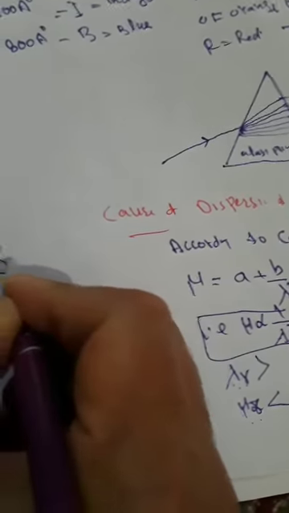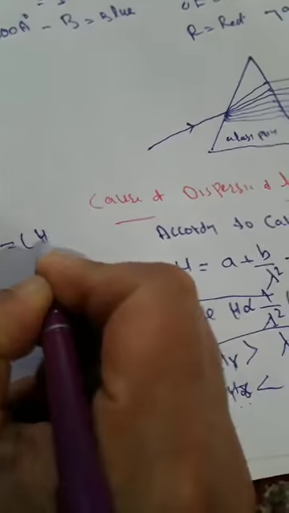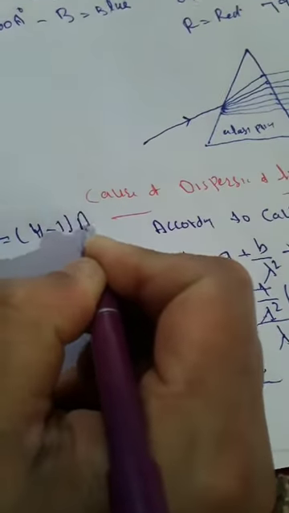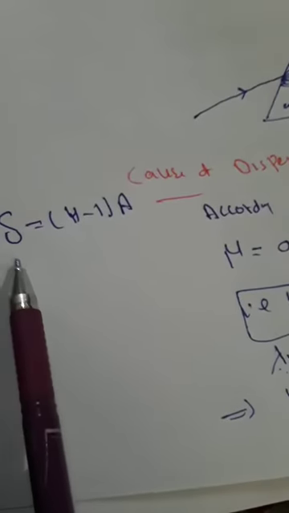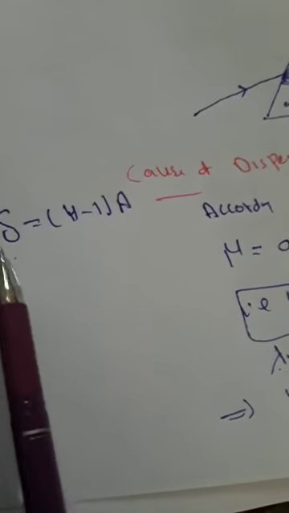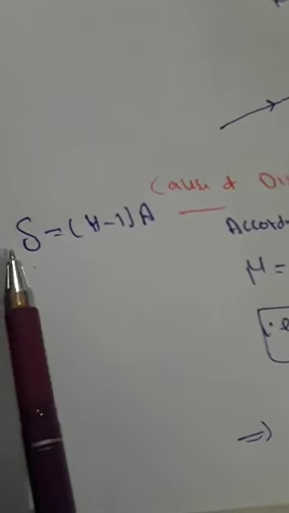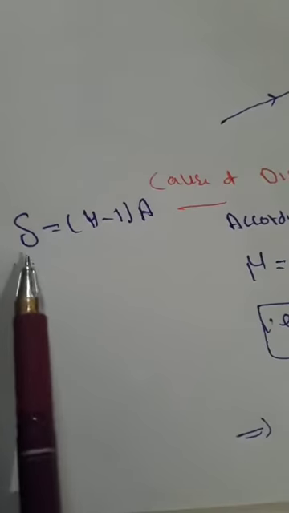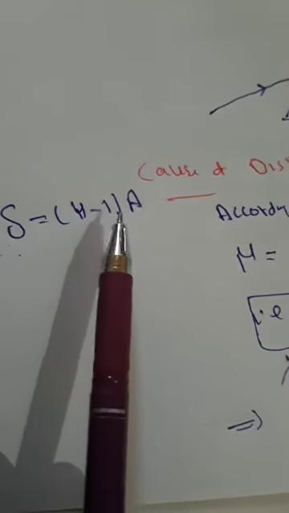Now, deviation produced by a small angular prism. If you remember, deviation produced by a small angular prism is called mu minus 1 into A. If you remember this relation, I have also solved this equation in the previous class. I have proved this deviation for a small angular prism is equal to mu minus 1 multiplied by A.